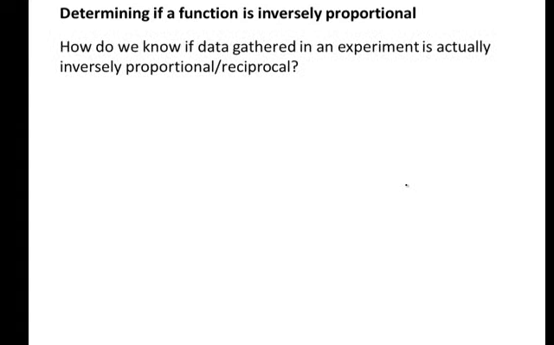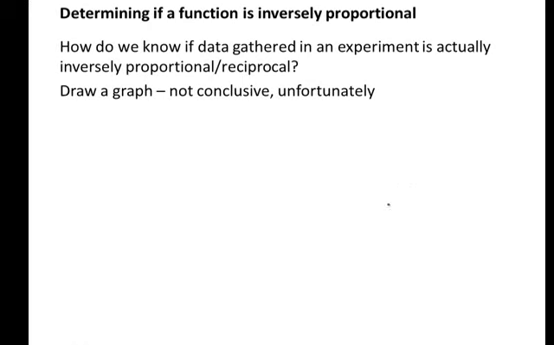So we'll start by looking at a reciprocal relationship. So determining if a function is inversely proportional. So how do we know? This is just a quick rehash. So first of all, how do we know if data is inversely proportional? Well, first of all, we could draw a graph. And a reciprocal relationship, hopefully, as you know, would produce a graph which looks like that, which you could suspect is reciprocal. Here's our x and our y. When we plot x versus y, we get this graph.